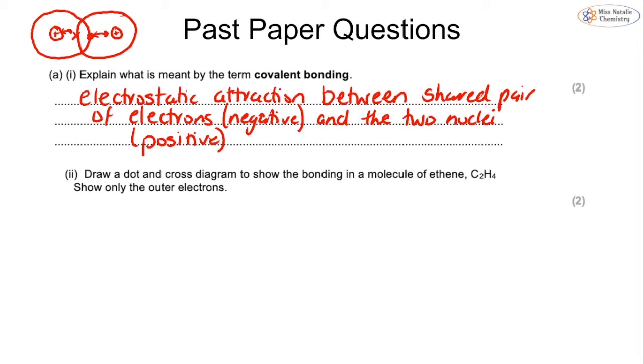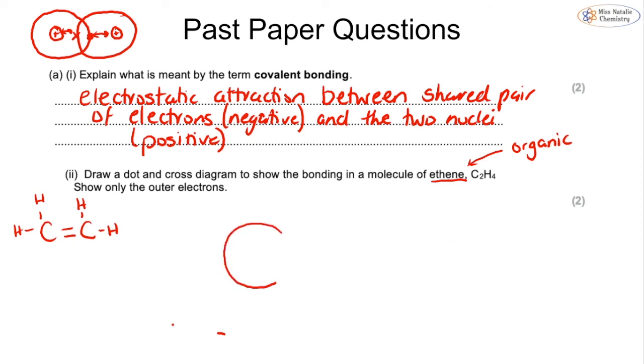And then we want to draw a dot and cross diagram showing the bonding in a molecule of ethene. Now this question will actually become much easier once you have done the organic topic, because of course these are taken from exams that assume that you have done everything. So I'm going to just help you out with this a little bit. What exists in ethene is it exists as a double bond. So we have a carbon double bonded to another carbon, and then 4 hydrogens like that. So that's what we're going to draw here.